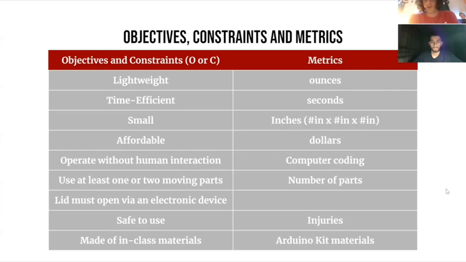And then on the right side are our metrics. The metrics are based off of what the objectives and constraints are. So for lightweight, the box is measured in ounces. Time efficiency is measured in seconds, and so on and so forth.